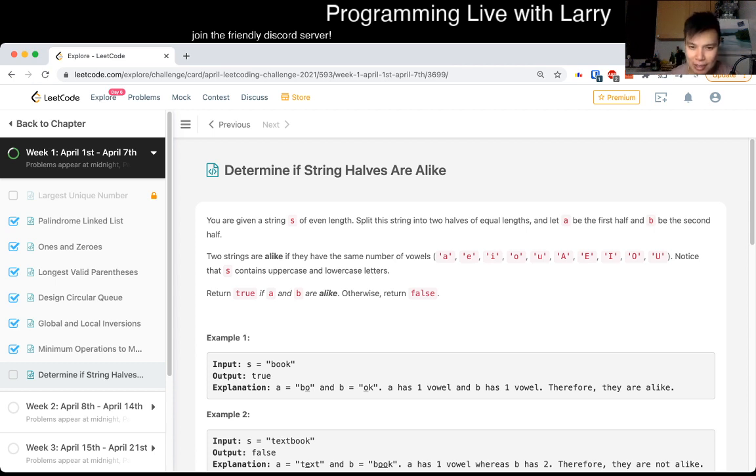What does that mean? You're given S of even length, split into two halves of equal length, A being the first half and B the second half. They're alike if they have the same number of vowels: A, E, I, O, U. Okay, so that's okay. This seems pretty straightforward, right? I don't think there's anything tricky about it.